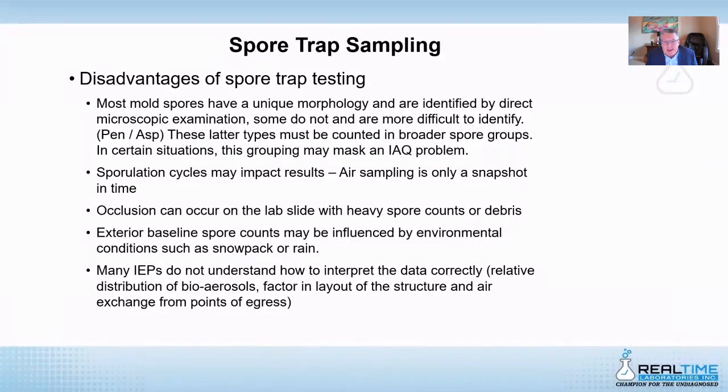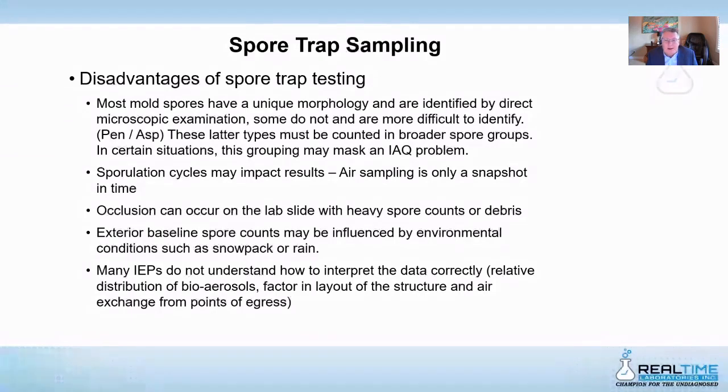And the exterior baseline can be influenced by outside environmental factors. Snowpack, for those that are in northern climates that get snow, it'll encapsulate the spores, and it'll wind up looking lower on the outside than what it typically is, and therefore make your interior counts look higher than what they probably are relative to the exterior baseline.